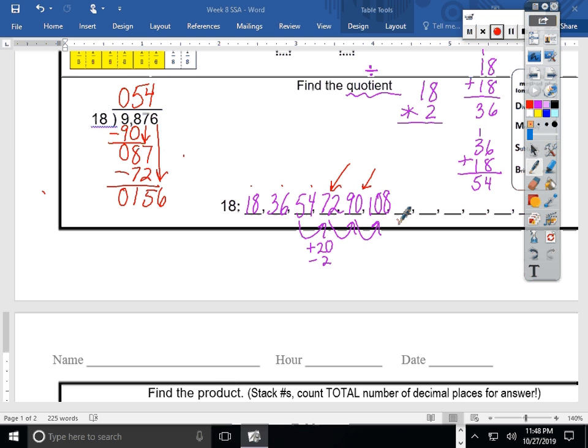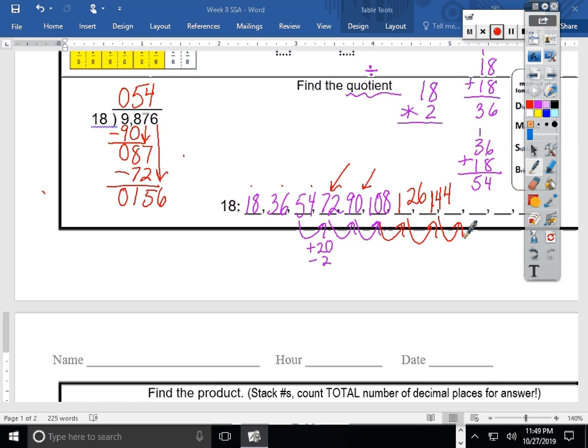So we have to go back to our strategy of counting by 18s again. So I'm going to add another 20 and take away 2. Well, 128 take away 2 is 126. That's pretty close. I'm going to try it again. I'm going to add 20 and take away 2. 126 plus 20 is 146. Take away 2. Oops, that's 144. And I'm going to try again because maybe I can get a little bit closer.